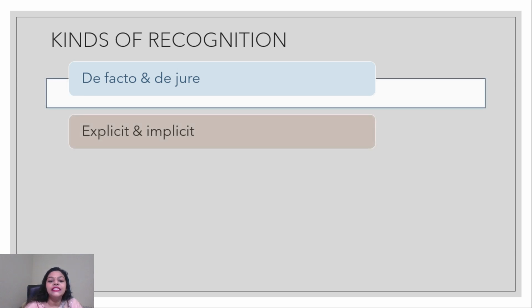Then explicit and implicit. Explicit is where the recognizing states explicitly recognize a new state as a state. This explicit kind of recognition may be some announcement of well wishes to the new state, announcement of maybe congratulations by the head of the state to the new state that has been formed, and likewise.